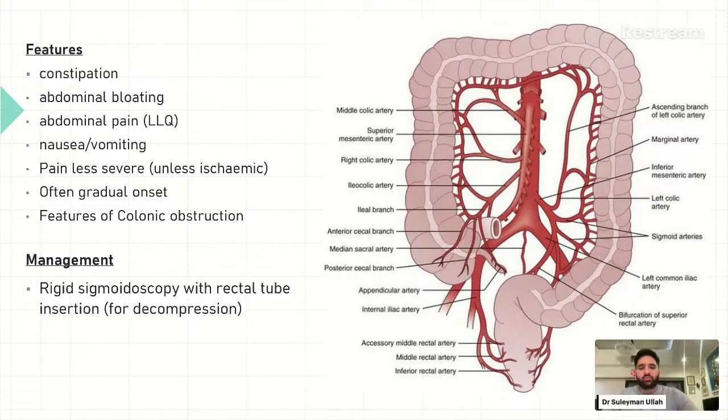So yeah, the management for this would be a rigid sigmoidoscopy, and you would insert a tube called a rectal tube where you'd be able to decompress the sigmoid, because what you'll tend to get is fecal impaction, which is essentially, what's a nice way of putting this, the buildup of stool in the sigmoid, and the inability for the patient to pass this because of the obstruction, because of the volvulus. So it will need almost what we call manual evacuation of the sigmoid colon.